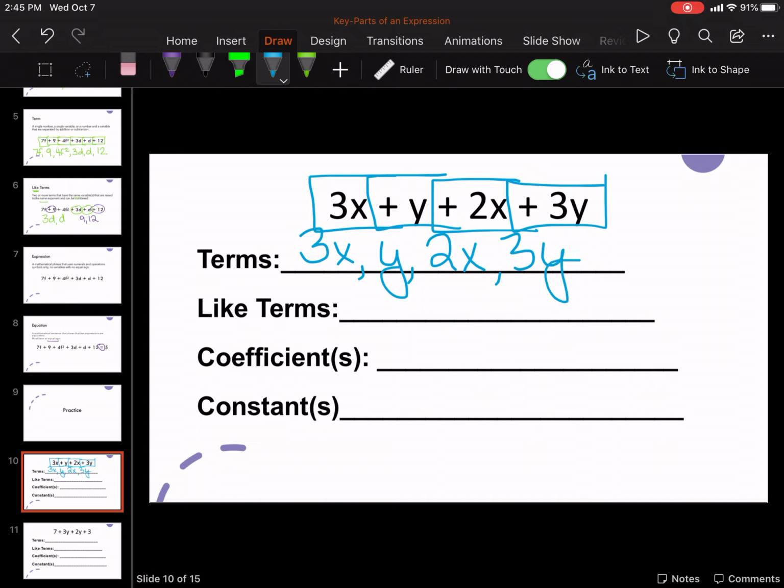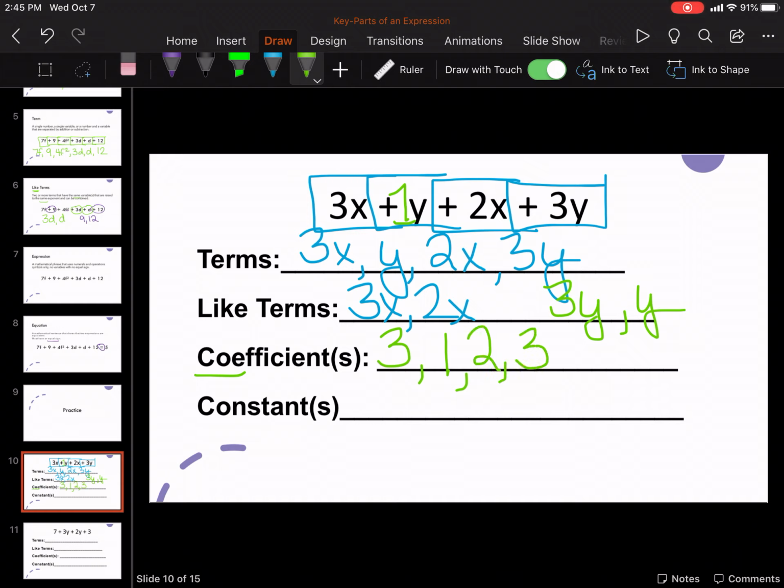So let's do our like terms. Remember, same variable, same exponent. So we have 3x and 2x are like terms. And then we have 3y and y are like terms. So coefficients are your number with your variable, co-pilots. So in 3x, we have 3. And then in y, we have that invisible 1 coefficient. 2x, we have 2. 3y, we have 3.